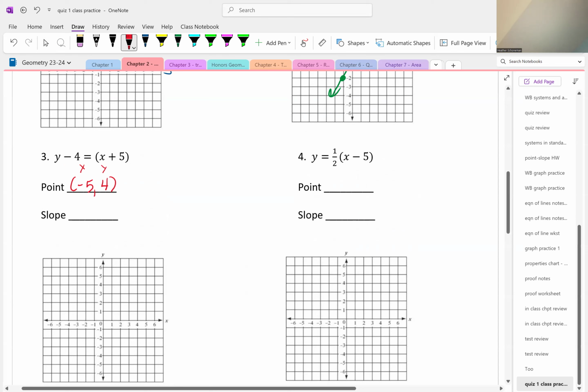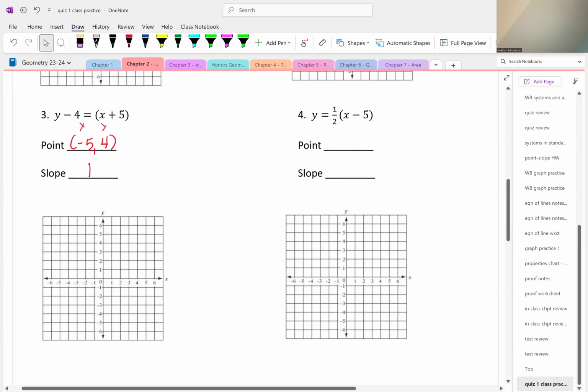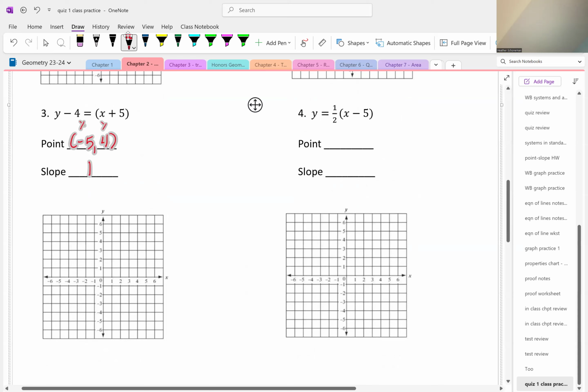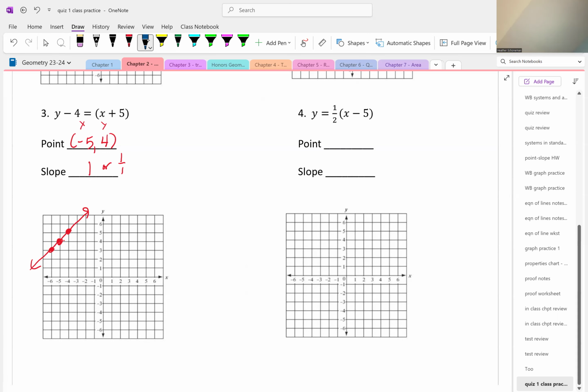Our slope is the number in front of the parentheses. In this case, there's no number in front of the parentheses, so our slope is just 1. So we're going to start at (-5, 4) and make a point. Now remember, 1 is the same as 1/1. So that's our slope. You have to think of it as a fraction to be able to graph it. And there's our line.